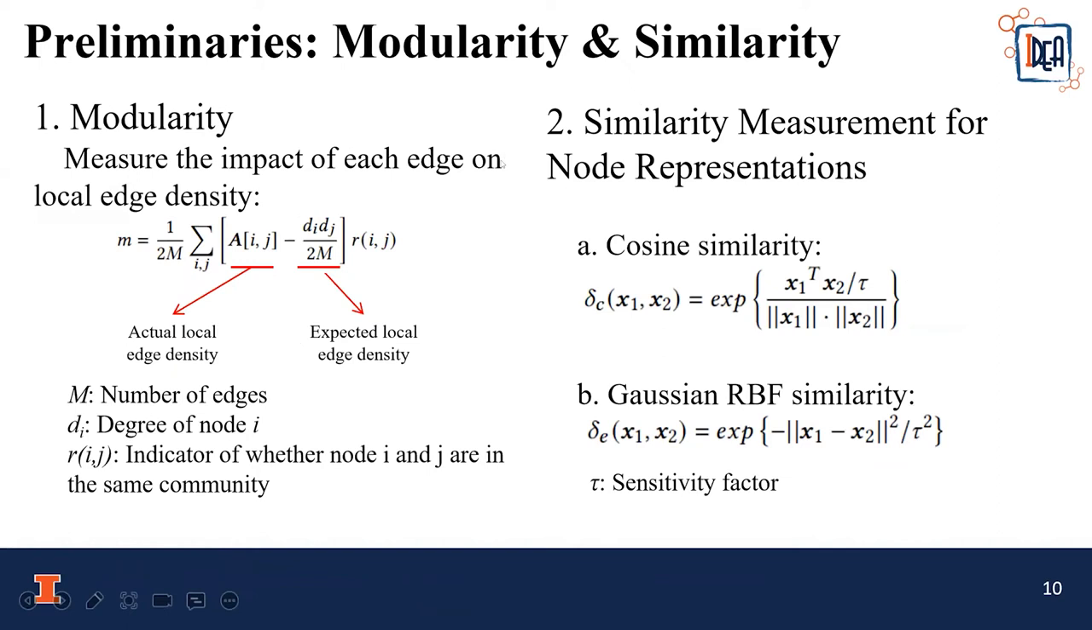A key problem of our work is that we want to detect the community structure. So we revisit the classic modularity matrix. It measures the impact of each edge on the local edge density. You can see in these expressions, it compares the actual local edge density to the expected local edge density. By comparing them and adding up all the compared pairs, over all nodes, we can get an overall measurement of the community partitions. And finally, about the similarity measurement, we use cosine similarity and Gaussian RBF similarity respectively in this work.